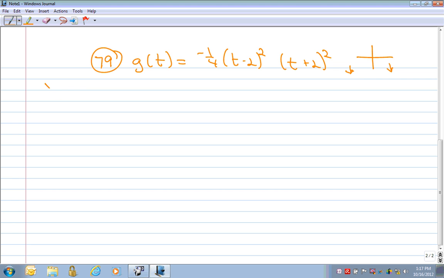What about our y-intercept? It's a little trickier this time. Our y-intercept is when x is 0, or in this case t is 0. So let's think about what that'd be. We have this negative 1/4. If we put a 0 in for this t, 0 minus 2 is negative 2. Negative 2 squared is positive 4. If we put a 0 in for this t, 2 squared is 4. So 4 times 4 is 16 times negative 1/4, and I believe that would be negative 4. So 0, negative 4 is your y-intercept.